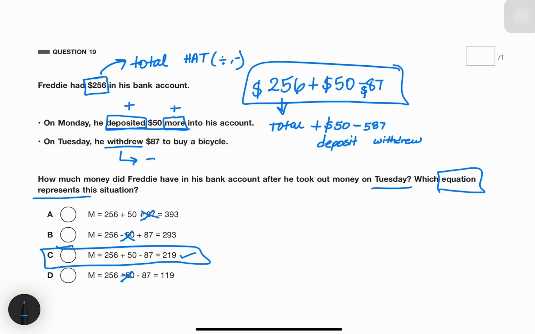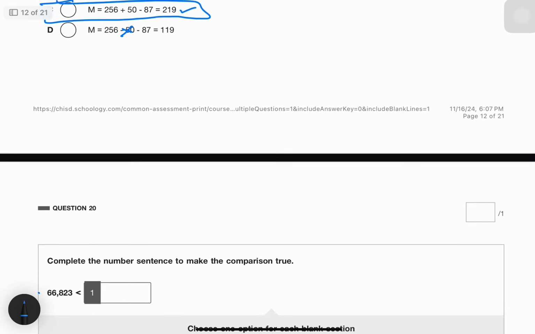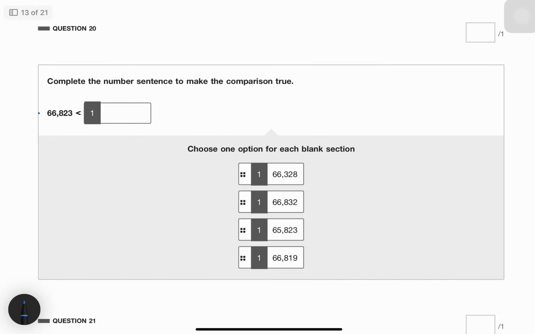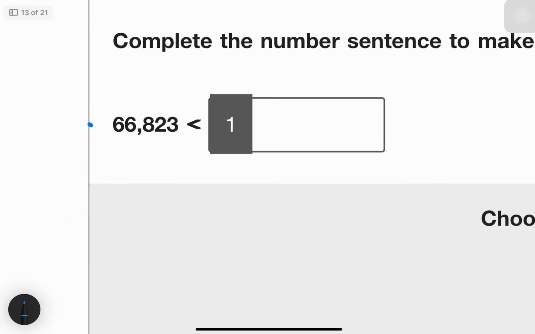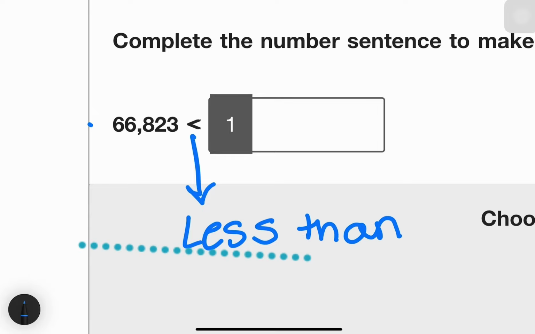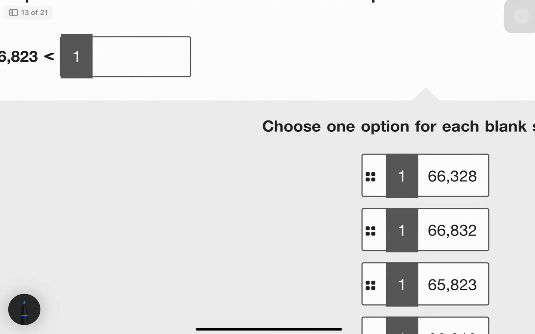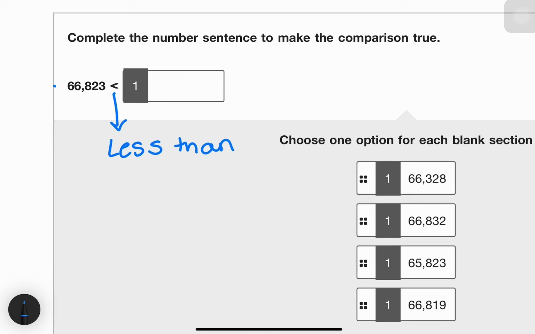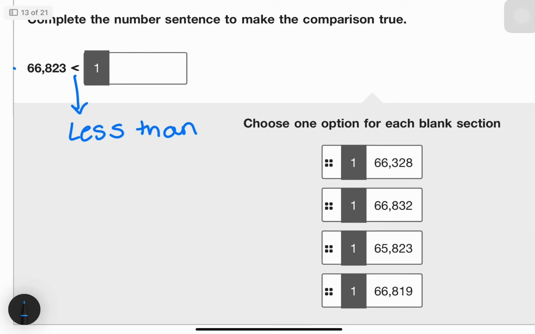All right. Now moving on to the next question here. This one says complete the number sentence to make the comparison true. So now we're comparing two numbers. Up here at the top, we have our top number of 66,823 is less than one of the numbers listed at the bottom. All right. So which number will be greater than 66,823? By looking at this question here, we can start with the first one that we see, which is 66,328.